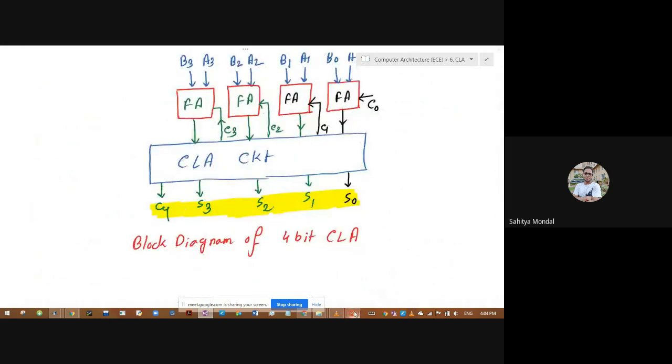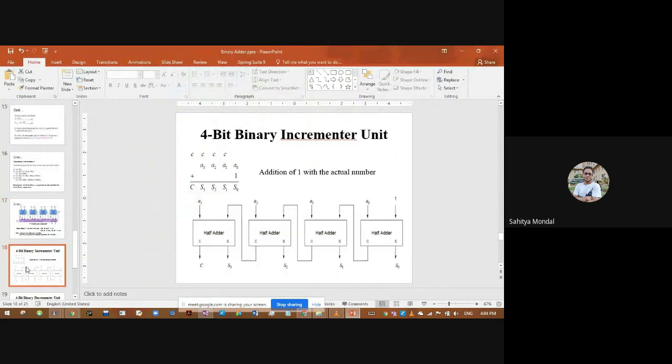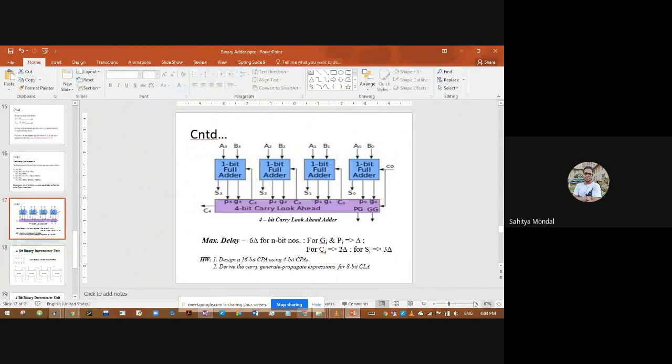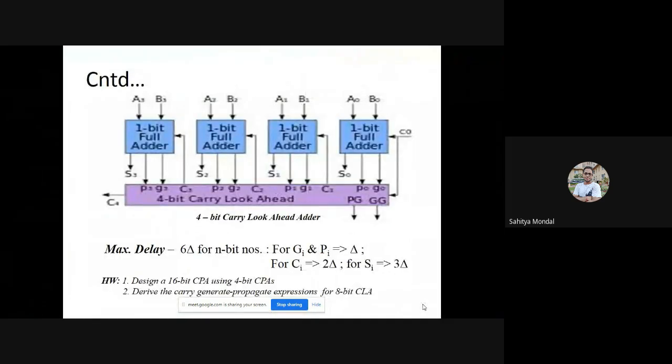Now the calculation time of this CLA. See here. Here the maximum delay is 6 delta, and in case of the previous one, the carry propagation one, it was n delta. So it was directly proportional to n, but here it is 6. Why is it 6? See here, we are going to calculate how many operations we are going to perform.